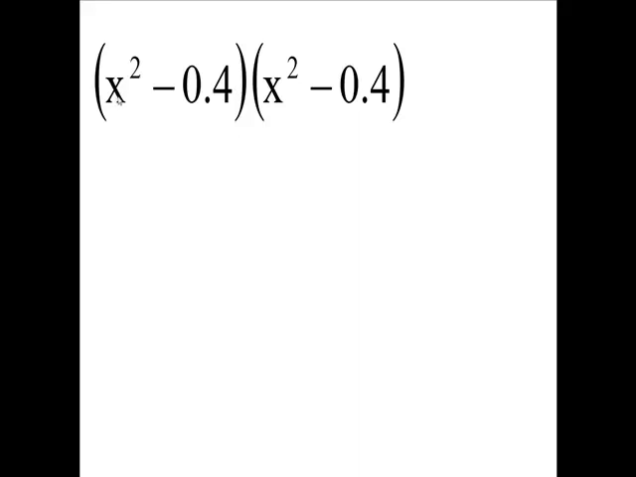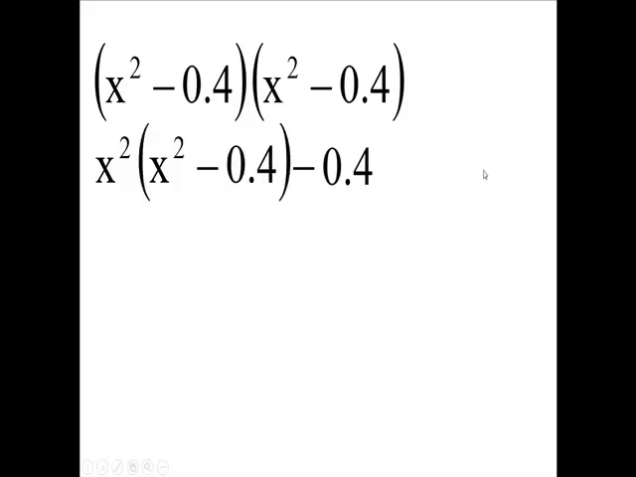Okay, we have x squared minus 0.4, and I have that written twice. Okay, so let's separate. Take your first binomial and separate those two terms, and then put a parenthesis. Take this parentheses and put it onto the x squared, and do the same thing again, just like we've done in all the other videos.